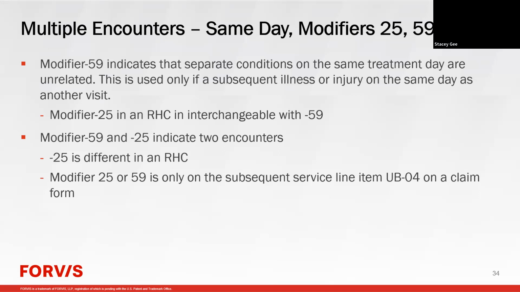Modifier 25 is different in the RHC, and it's only on the subsequent service line of the UB04 claim form. And I think I have an example on the next slide.